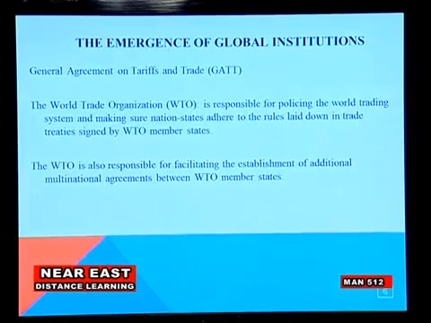slides. Later on, we have the World Trade Organization. Probably you are familiar with this term, and they are responsible for policies which regulate the world trading system, and they need to make sure that the nations obey the rules which are signed by the member states of the World Trade Organization. This organization is also responsible for facilitating the establishment of multinational agreements among the member states. So after this institution, there is a medium where countries can trade easily and without any troubles. And when they use a restriction, it may cause a war situation, which may be examined later on.